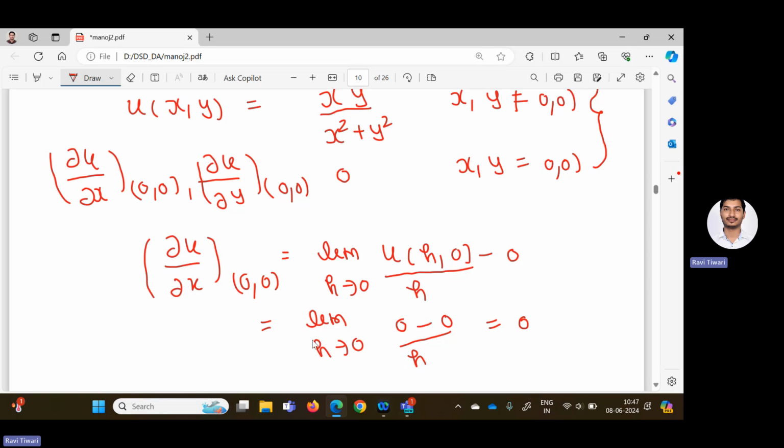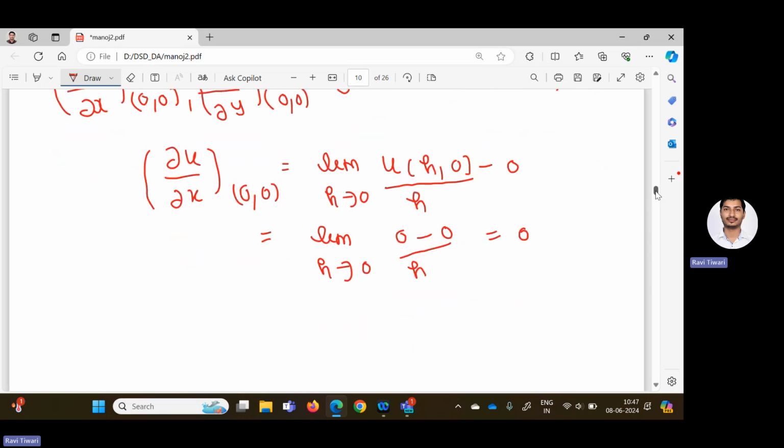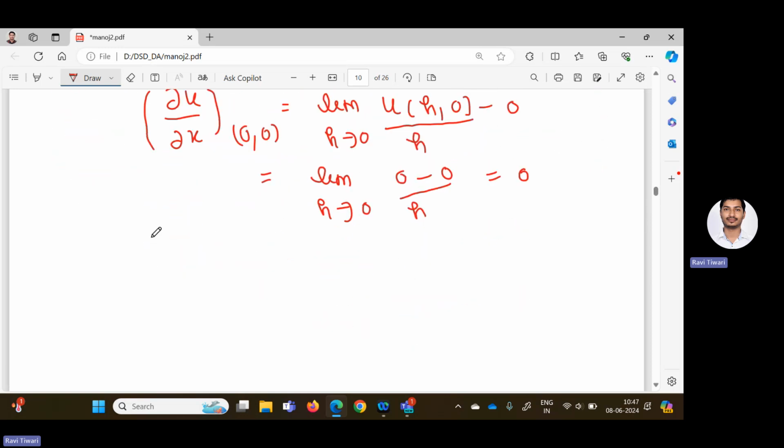If I remove this limit from here and ask what is the value of (0 minus 0)/h, then simply you can answer 0, and after that the limit will work. So don't get confused that this is 0 by 0. This is the limit h tending to 0. So the first derivative ∂u/∂x we are getting is 0. Simply we can calculate ∂u/∂y at (0, 0). What will this be?